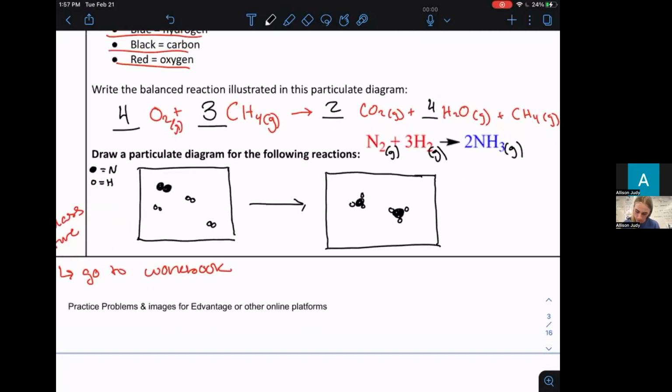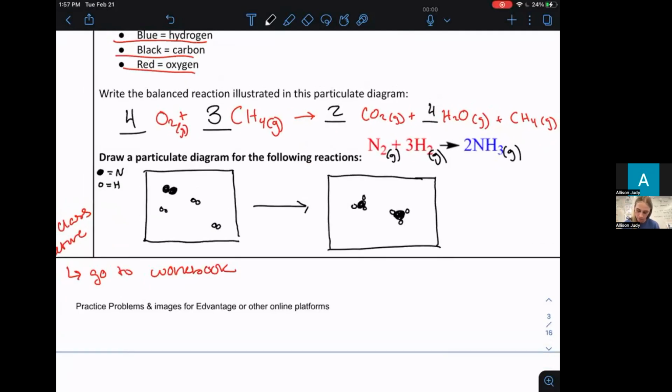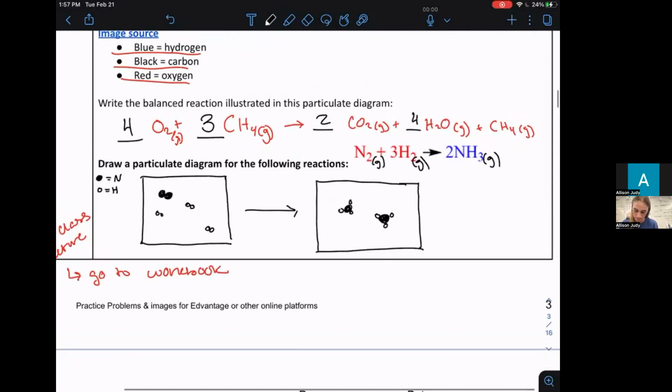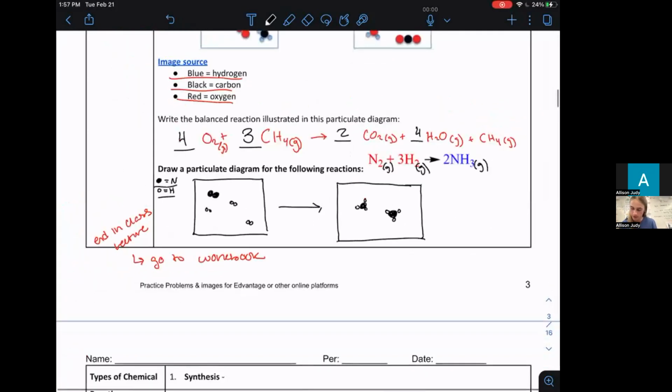Okay, hopefully you got something sort of like this. It is nice to draw the nitrogens a little bigger than the hydrogens because they're bigger atoms. And key or no key, as long as you differentiate between the two, you should be good.